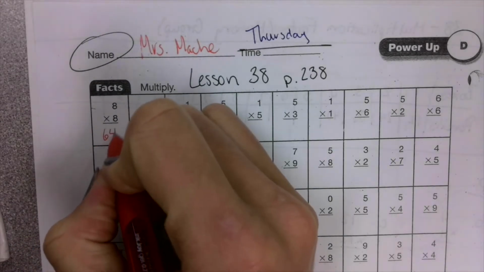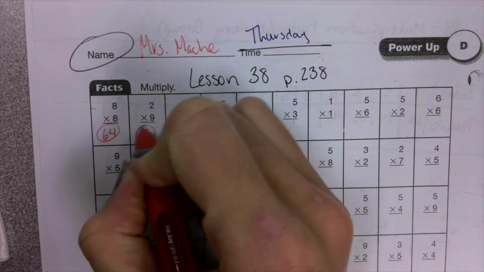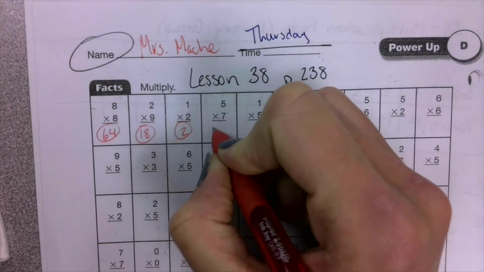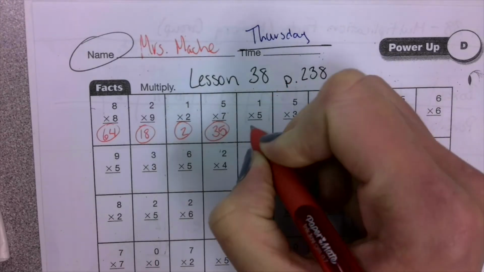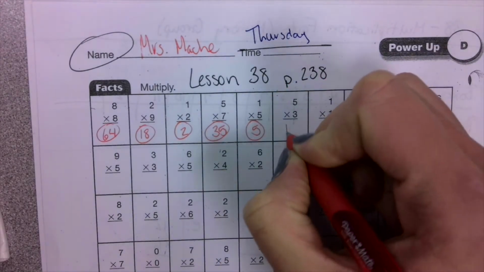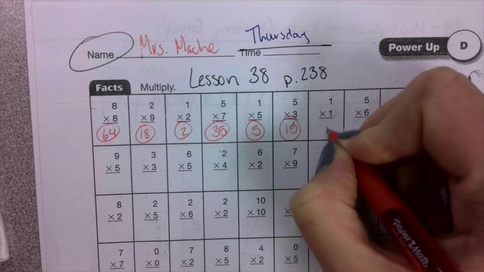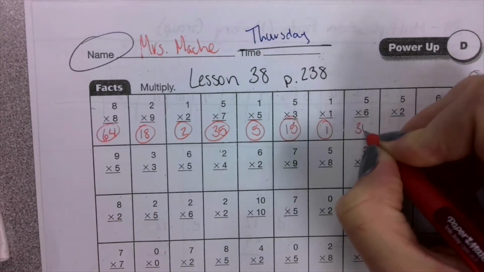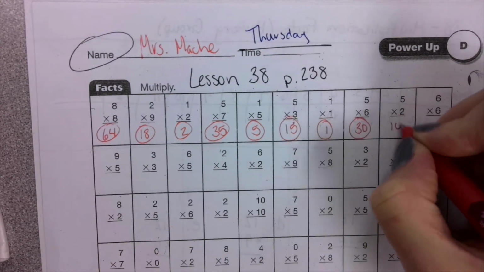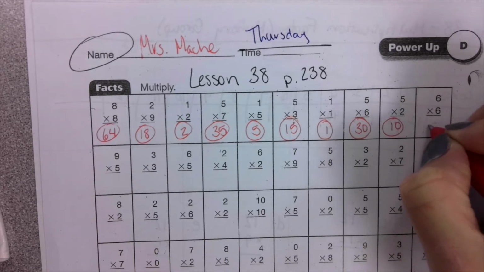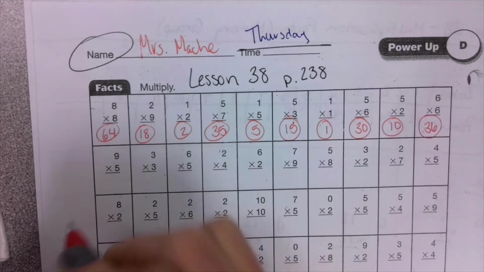8 times 8 is 64. 2 times 9 is 18. 1 times 2 is 2. 5 times 7 is 35. 5 times 1 is 5. 5 times 3 is 15. 1 times 1 is 1. 5 times 6 is 30. 5 times 2 is 10.